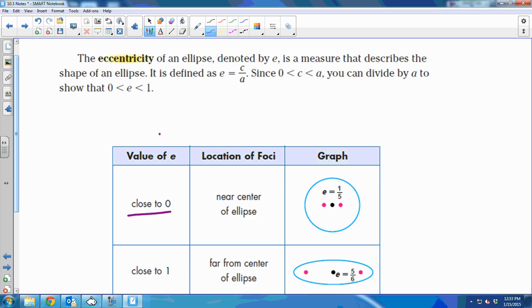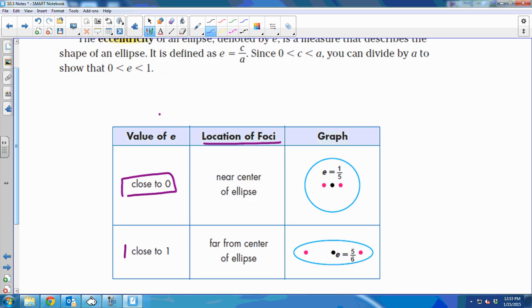If E is close to 0, that means the foci are going to be close to the center, so it's going to become not a circle, but more circular in shape. It's going to become less defined as like a definite oval. But when E is close to 1, foci are far away from the center, and then you have that clearly defined oval shape. It's all stretched out. E has the formula, which is why we have to go over this. It's C over A, the same C and A we've been talking about this entire section.